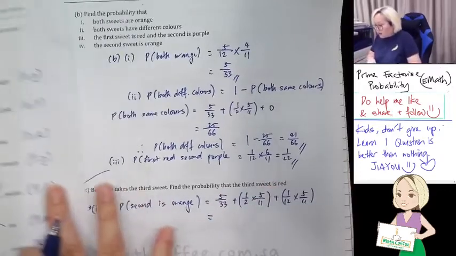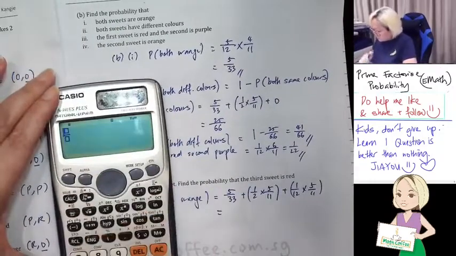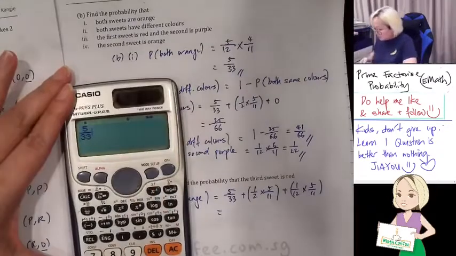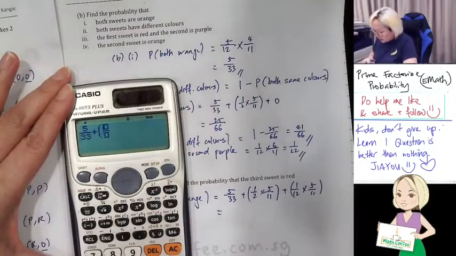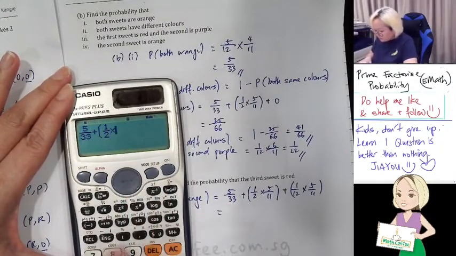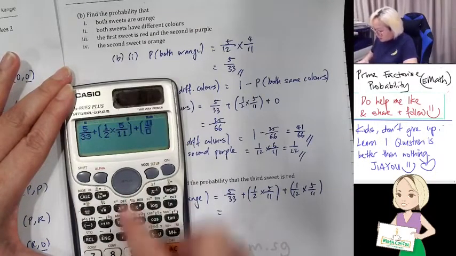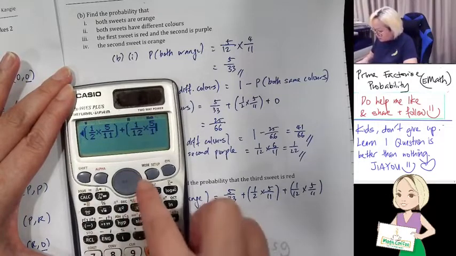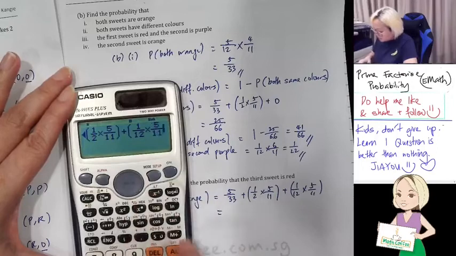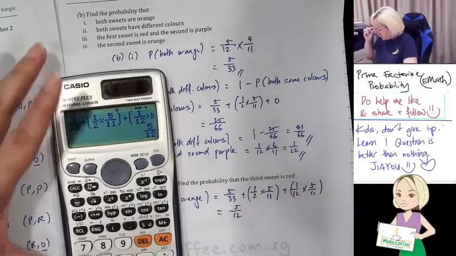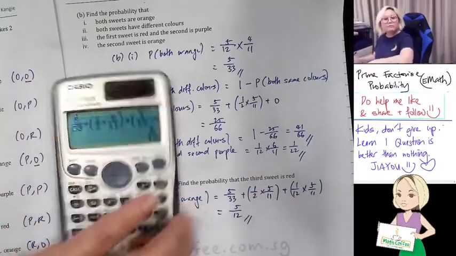So leave it to the calculator, of course. So 5 over 33, okay, plus half times 5 out of 11 plus 1 out of 12 times 5 out of 11. And we get 5 out of 12. Ta-da! Okay.